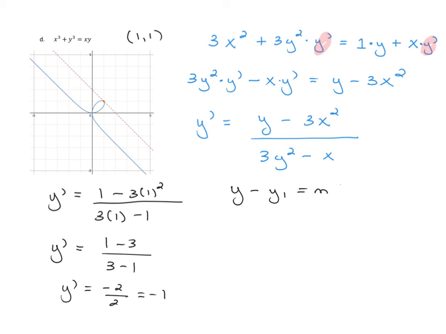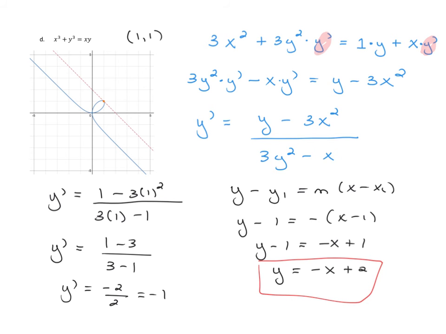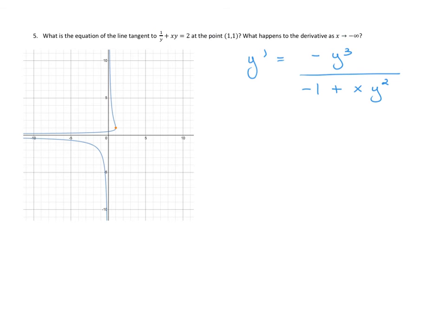Using this form of the equation of the line, the point slope form, we get y minus 1 is equal to negative 1 times x minus 1. So we get negative x plus 1. Y is equal to negative x plus 2. And that definitely matches with what is in the graph. This is the same equation that was in question for part C.